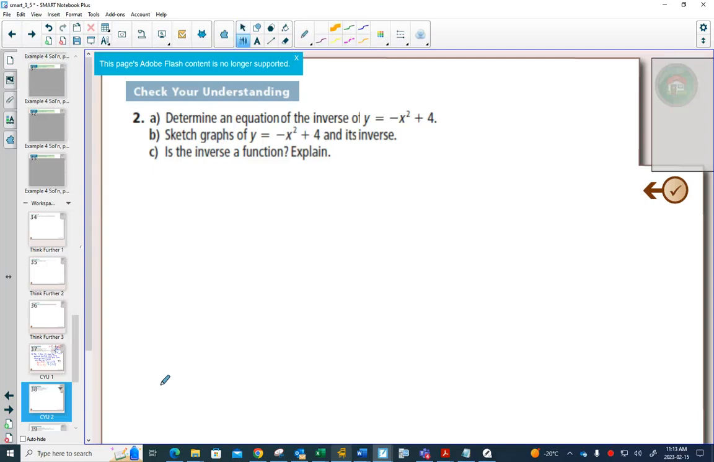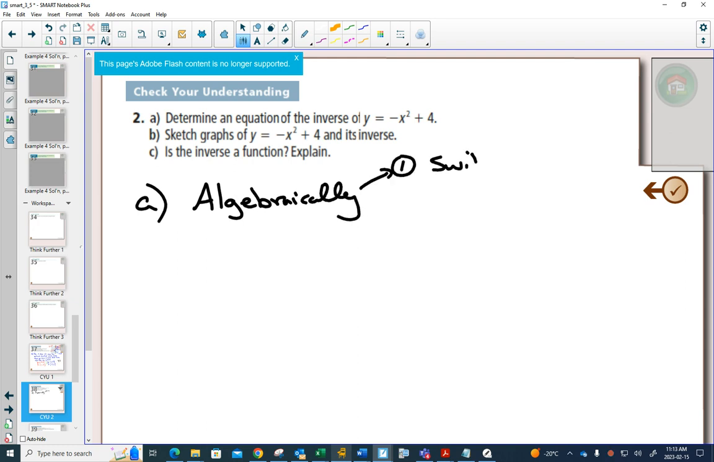Second question starts off by looking at things algebraically. So in 2a, it says determine the equation of the inverse algebraically. A reminder that algebraically, there are two things to do that. First, we're going to switch x and y, and then second, we're going to solve for y.